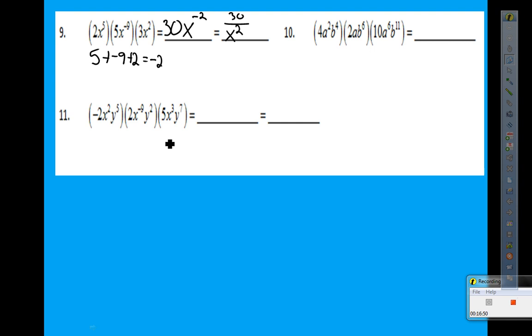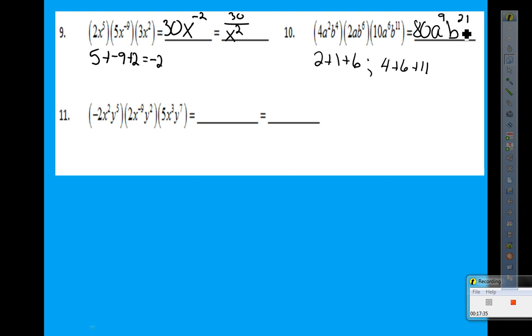Here's my number 10. Multiply your numbers, so multiply 4 times 2 times 10. Well, 4 times 2 is 8, times another 10 makes 80. Hey, notice I got different letters here this time. Big deal. I got an A base, so to get the A, I'm going to go 2 plus 1 plus 6 and get A to the 9th. B to the, add those 4 plus 6 plus 11 and get 21. And then I'm done.